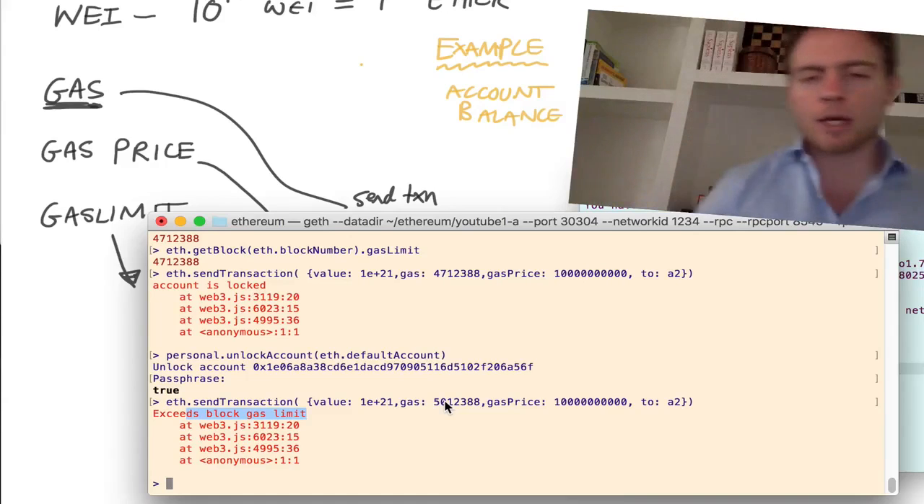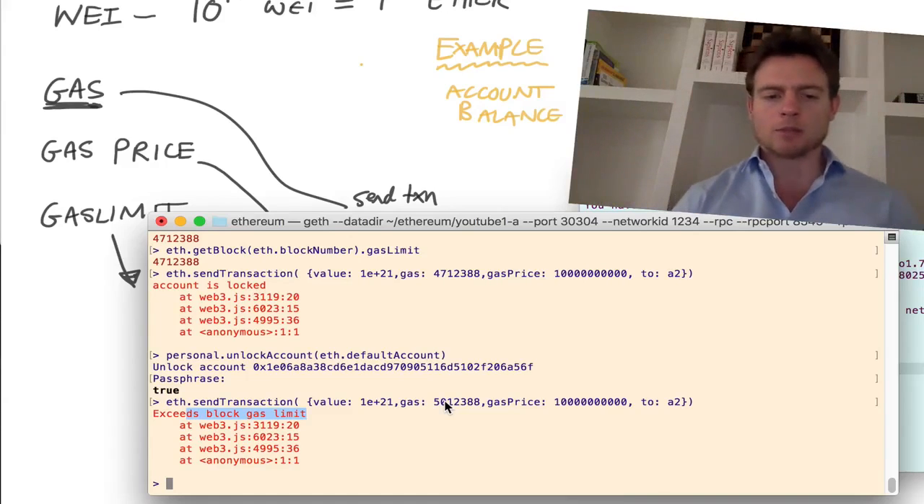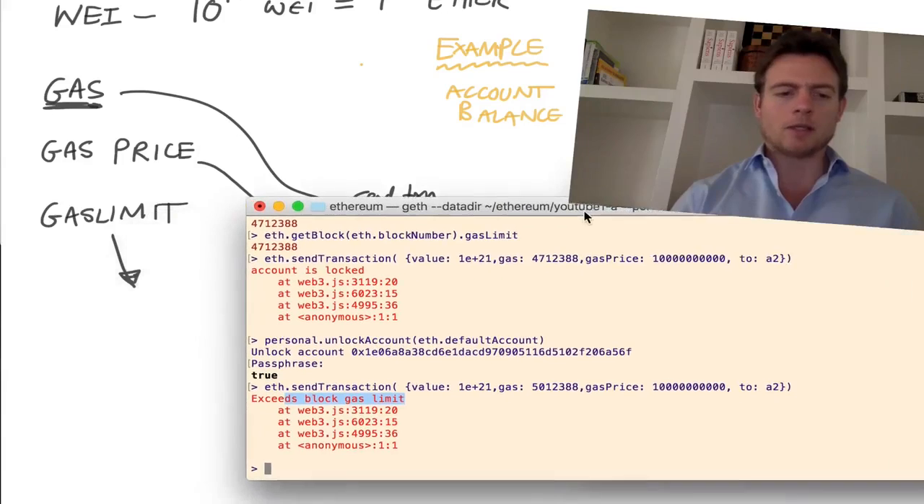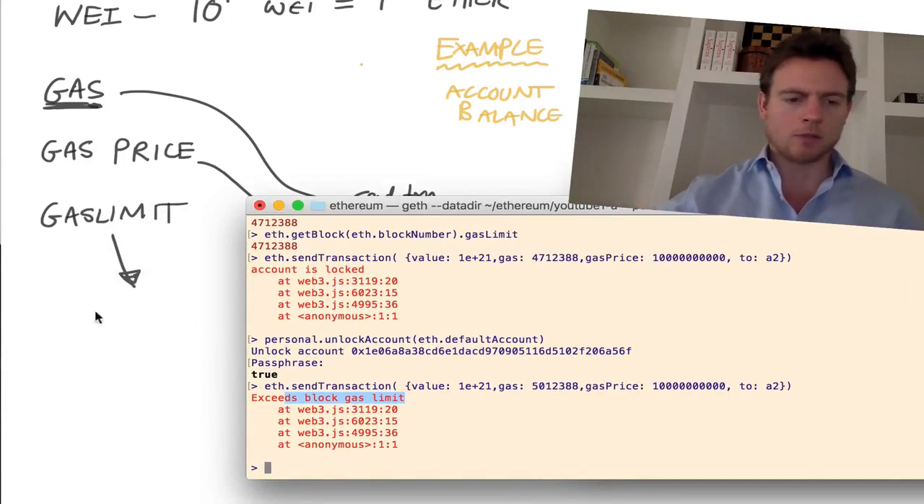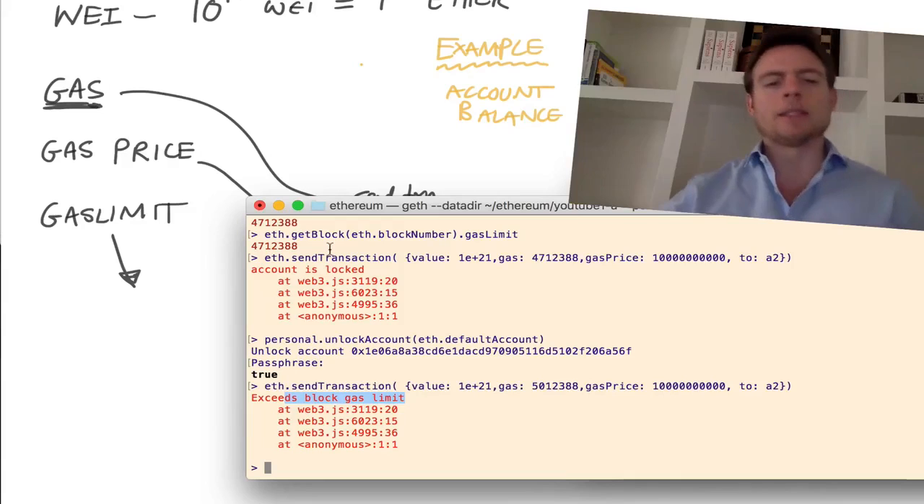So I hope that makes some sense. So that's what gas limit is, right? So gas limit over here is in the block. It's a block level parameter, right?